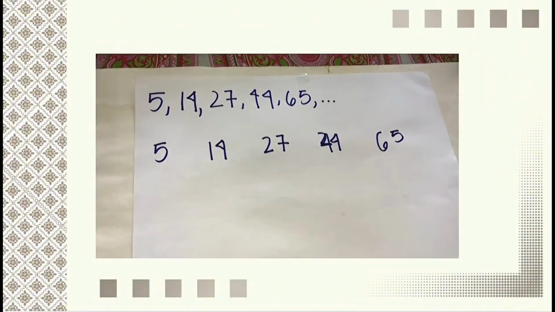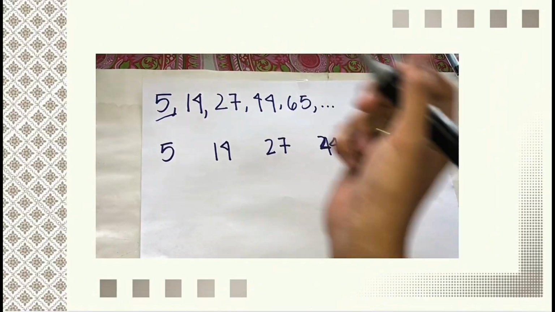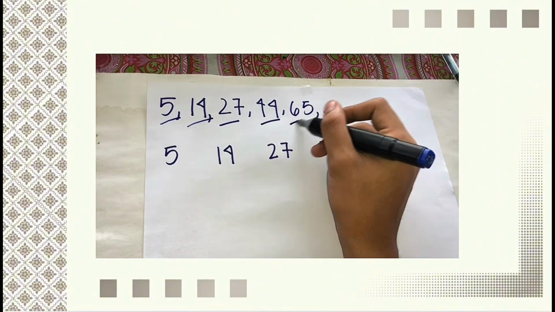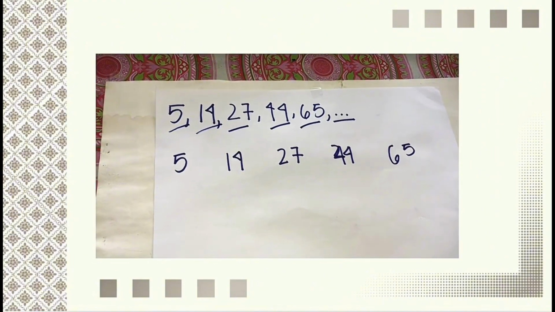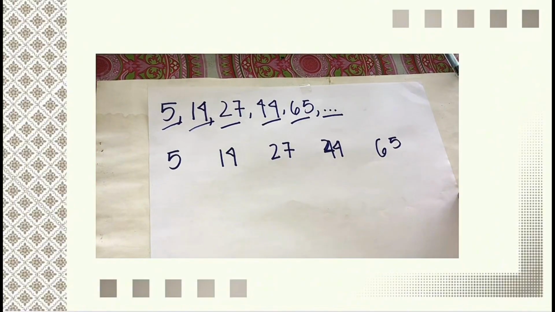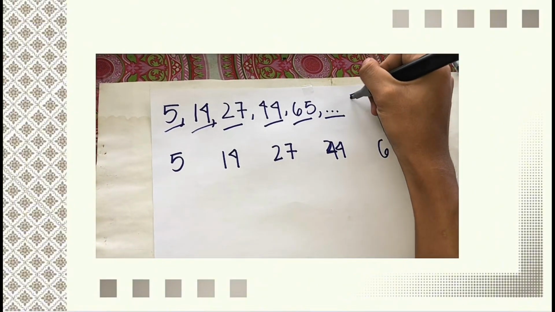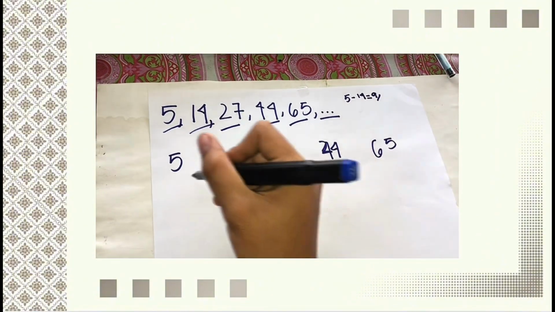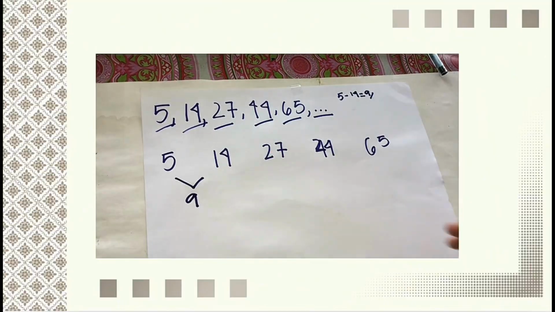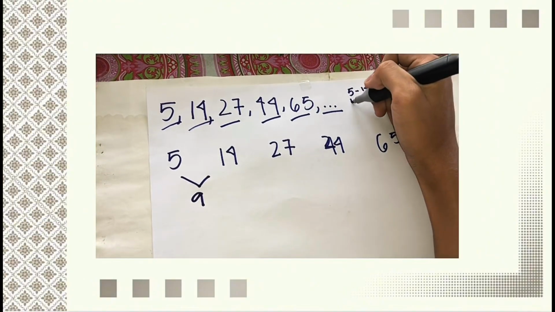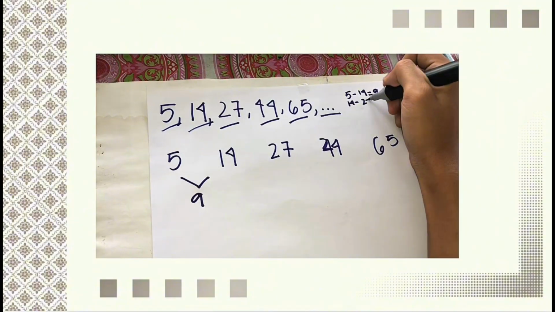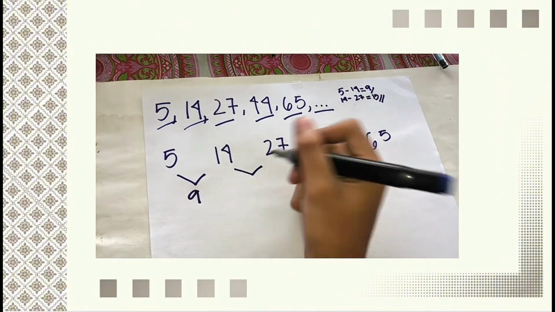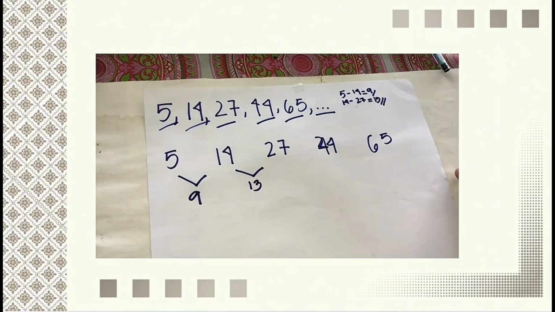Now let's move forward to our third sample, and we have 5, 14, 27, 44, 65, and the ninth term. To know the common difference between those numbers, we just have to subtract the first term from the second term. So 14 minus 5 is equal to 9. Then we have to subtract 27 minus 14, which is equal to 13. So the common difference between 14 and 27 is 13.